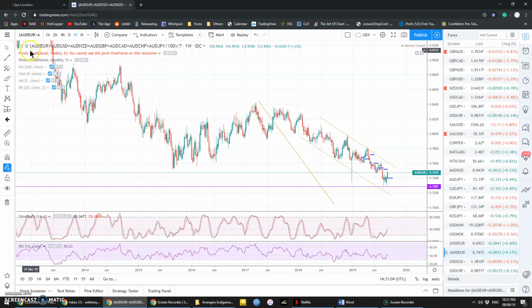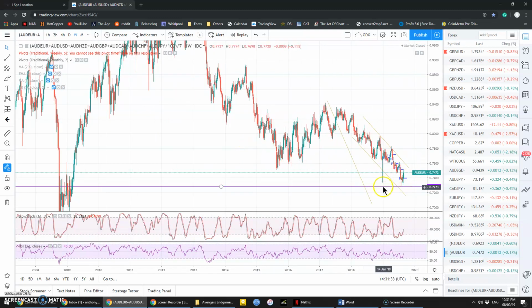So I compare the Aussie Euro, Aussie USD, Aussie New Zealand, Pound, CAD, Swiss franc, and yen, and then I divide it all up, and that gives me a quasi index. So that gives me a good indicator of the overall strength of the Australian dollar. Where we are now is we were trading sideways for a while, and now we are in a clear bearish channel downwards.